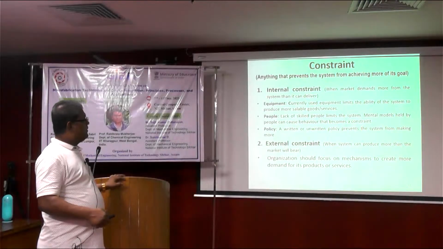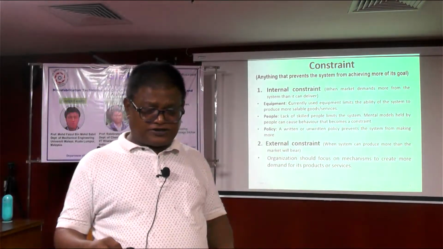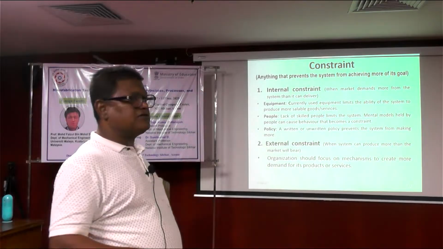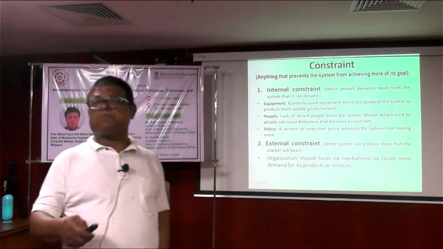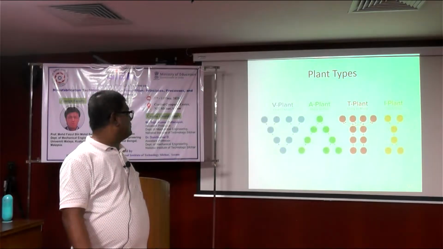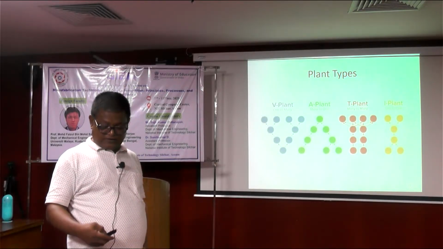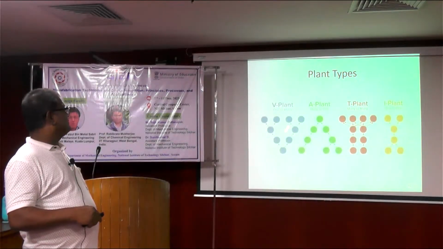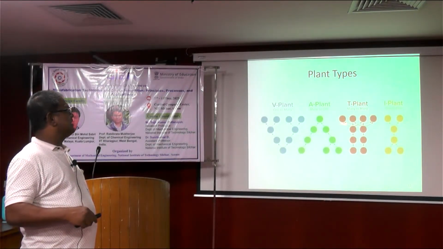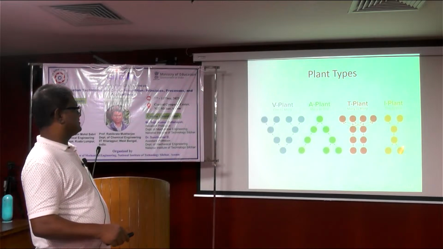Now, based on this, there's an interesting one. Based on this, the whole manufacturing plant we can divide into 4 types: VATI, V-A-T-I. V-type plant, A-type plant, T-type plant, I-type plant. Now let me come from that side.